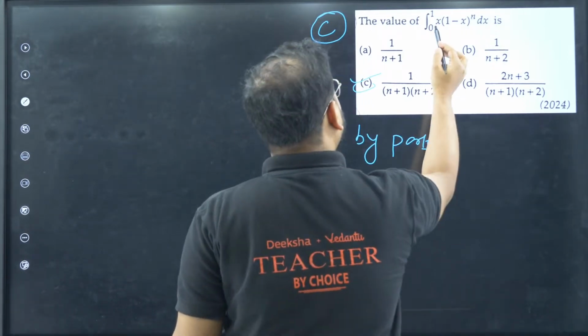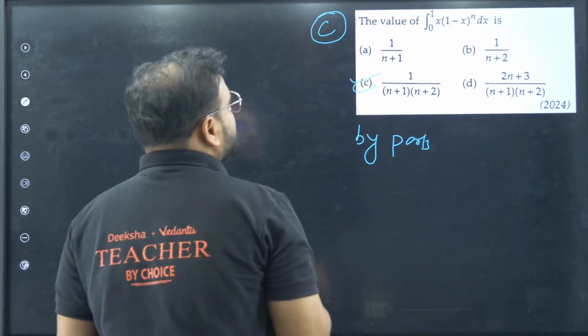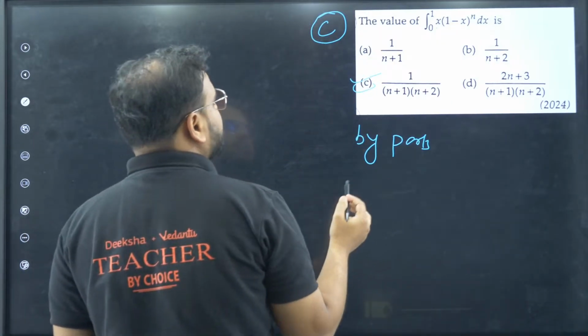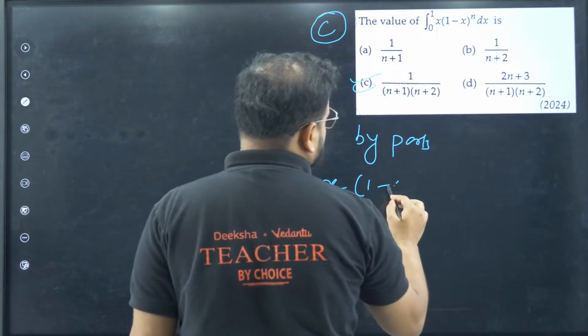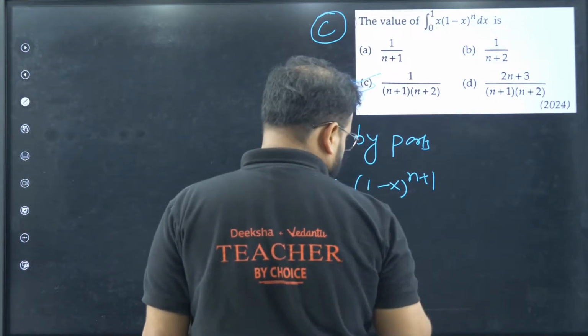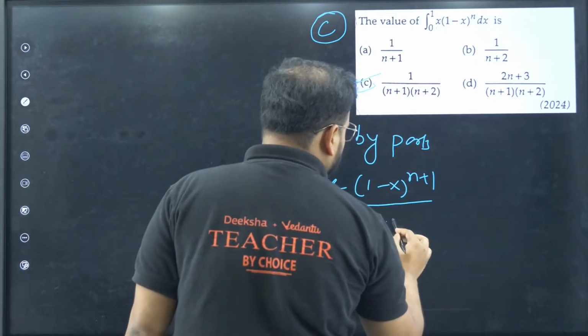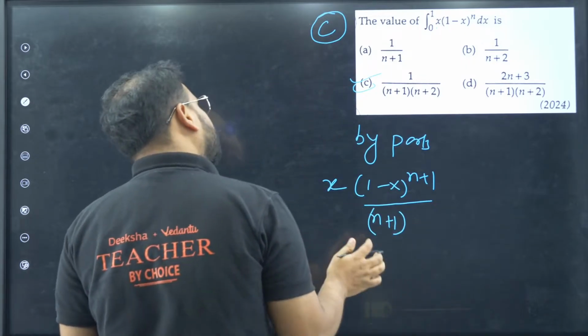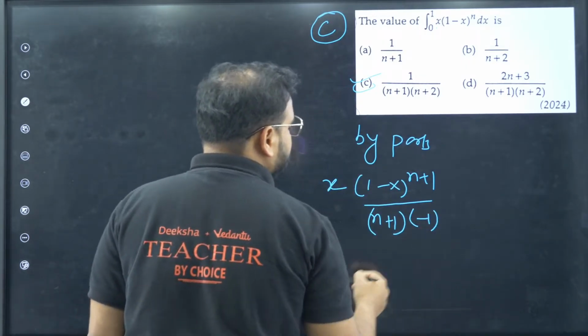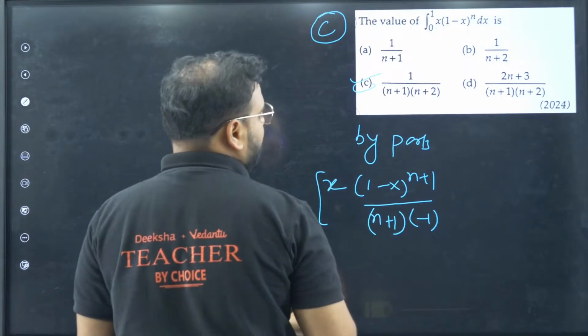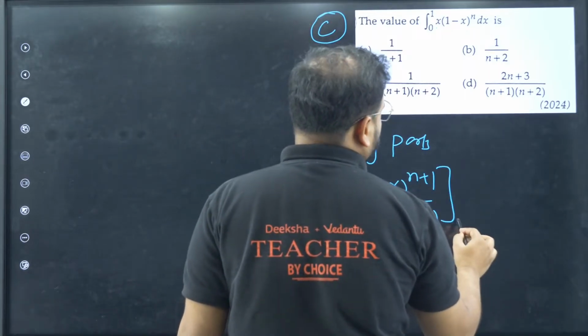Okay. We have an algebraic function and we have an exponential function. So what is the preference given to? Of course, the algebraic function. So keep x as it is. Integrate this. You'll have (1 minus x) power n plus 1 divided by n plus 1. And check the coefficient of x. The coefficient of x is minus 1. So put here minus 1. This is the first part, from 0 to 1, of course.